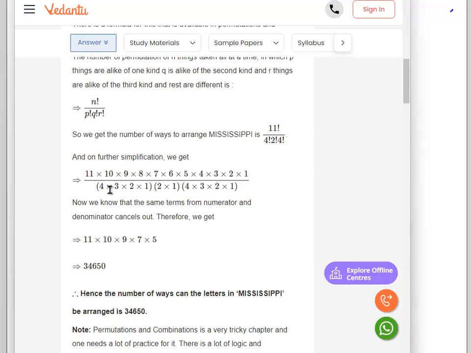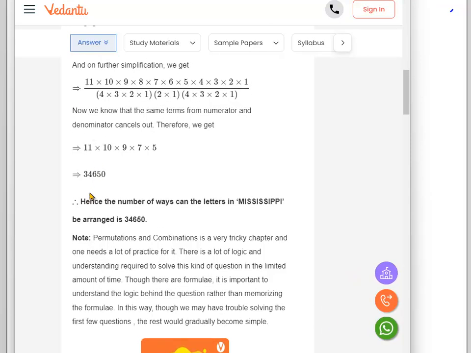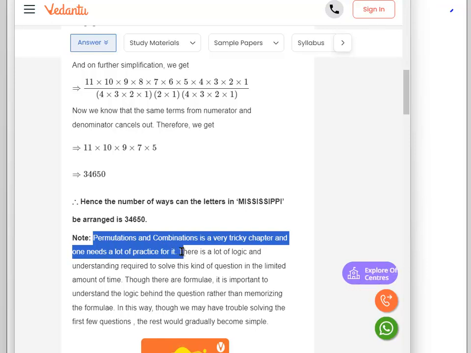So you have to divide them out, and then the M actually only appears once, and then the permutations in this case are 34,650. And then they put a little note here: permutations and combinations is a very tricky chapter, and one needs a lot of practice for it. Maybe I should have started out with this one in my lecture here, but I think you noticed that.